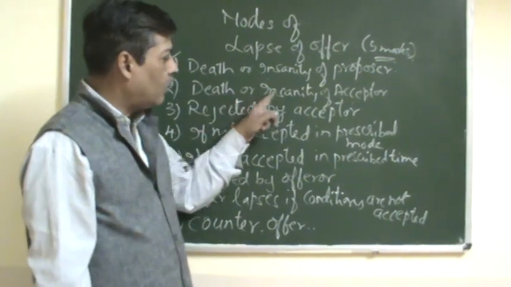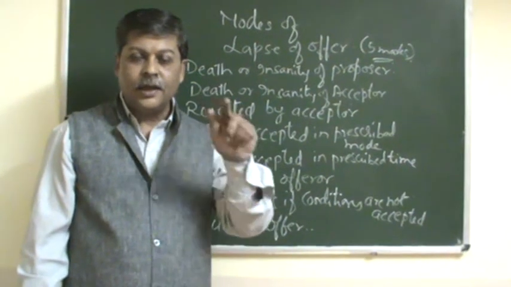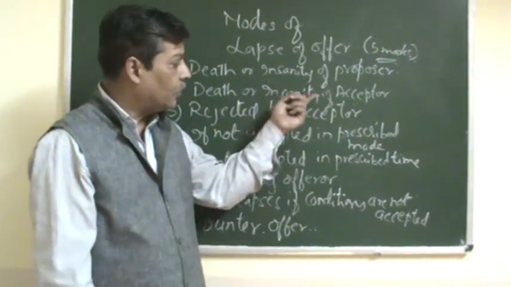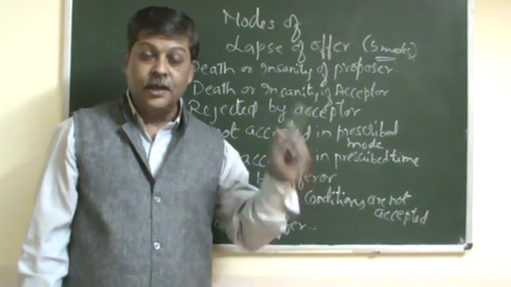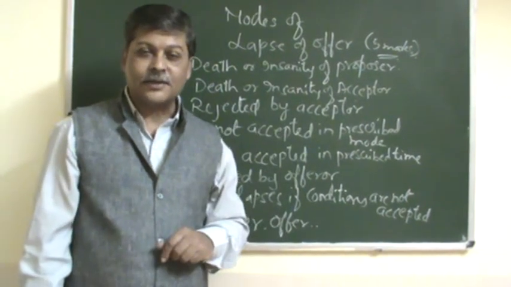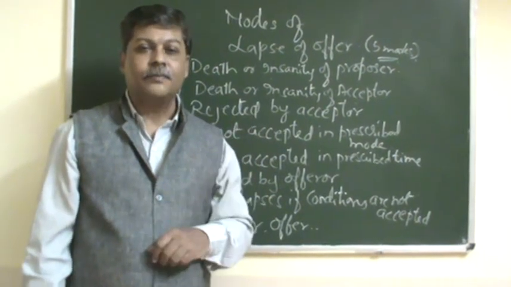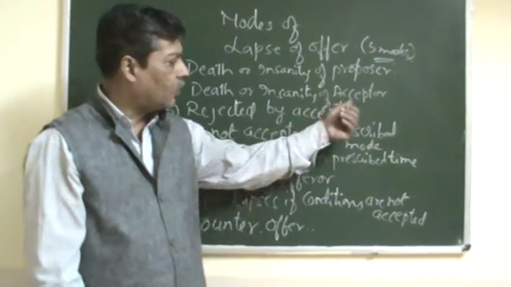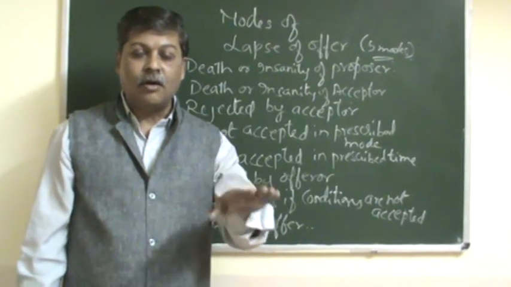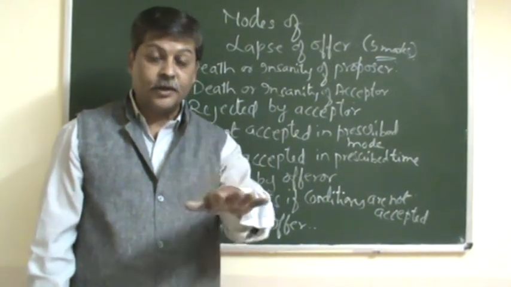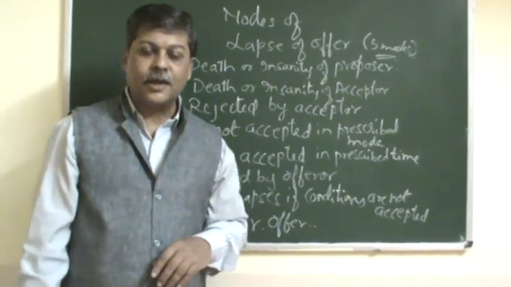The second one is death or insanity of the acceptor. Before the acceptance, the proposer, the person who has made the proposal, comes to know that the acceptor has died or has become insane. Then the offer is said to have lapsed before the acceptance is received. Before the acceptance is received, he is aware that the person has died.